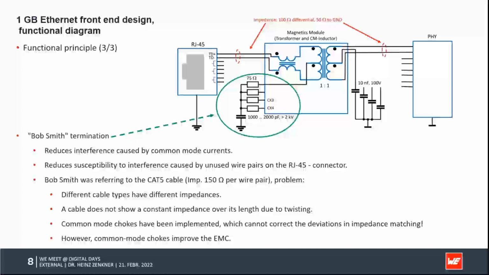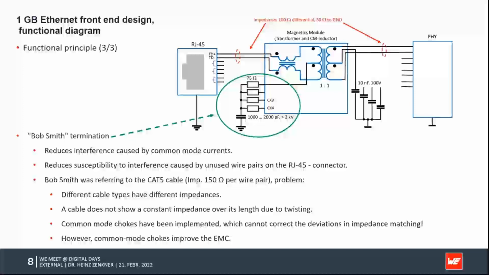And this reduces, vice versa, also interference which is radiated from outside or induced by inductive disturbances into the cable, which then drains that noise to the ground if it is in common mode. But Bob Smith, many years ago, who invented that kind of impedance matching, referred the whole thing to 150 ohms per wire pair.